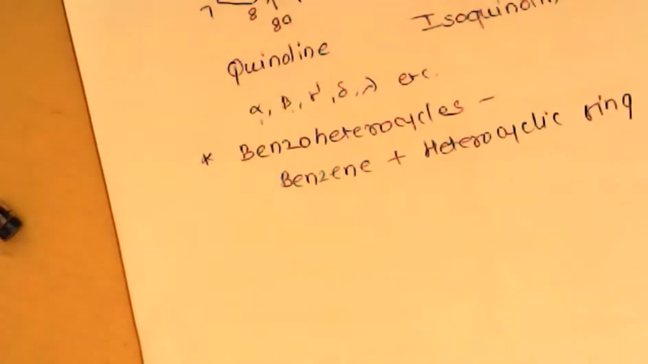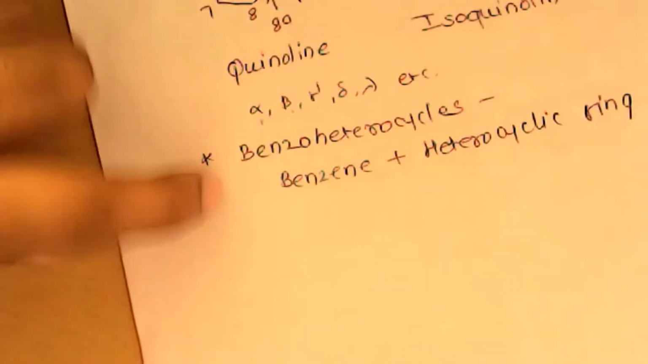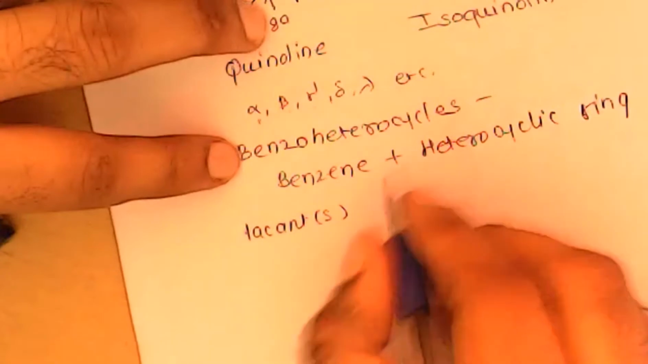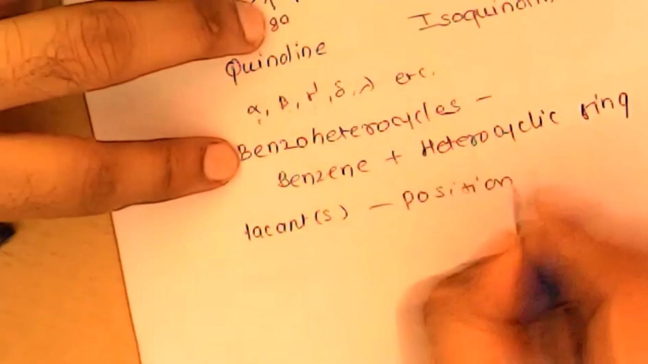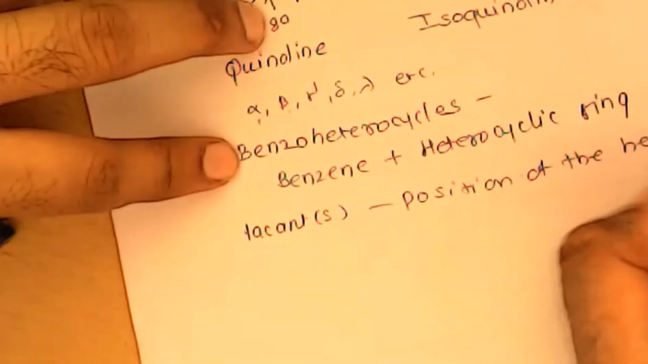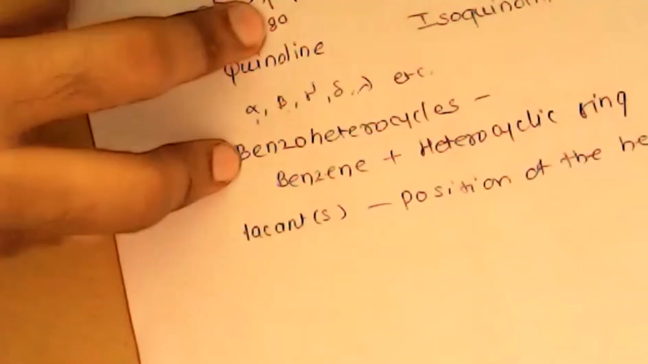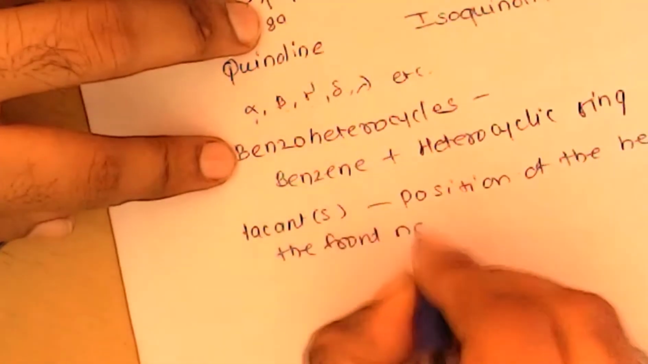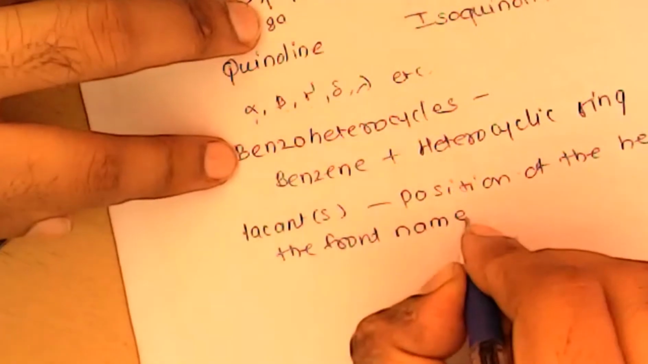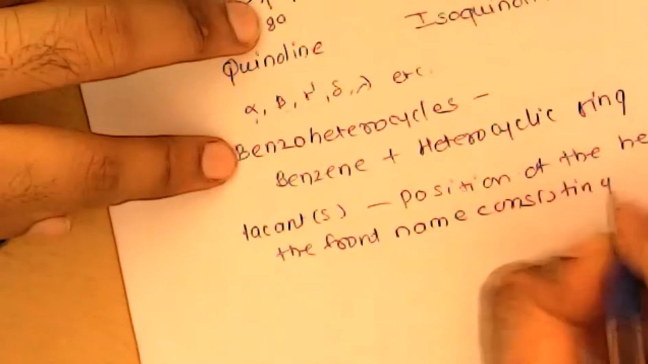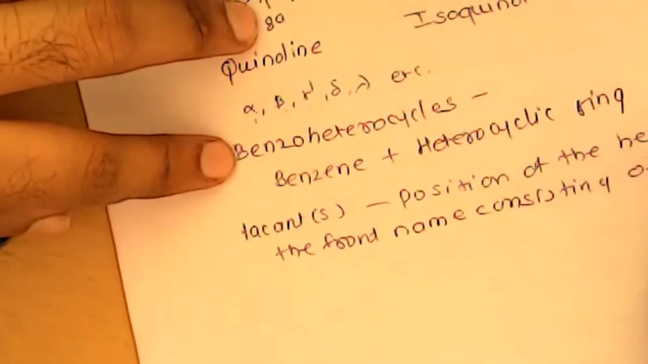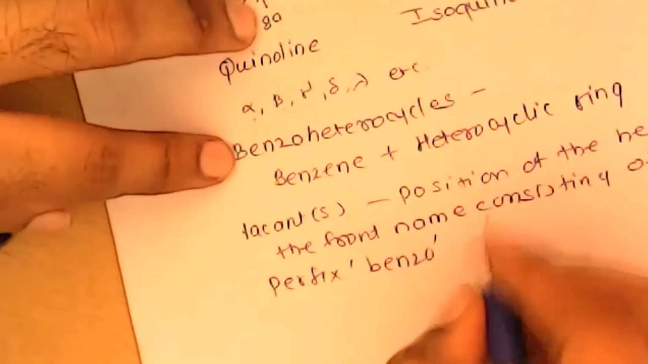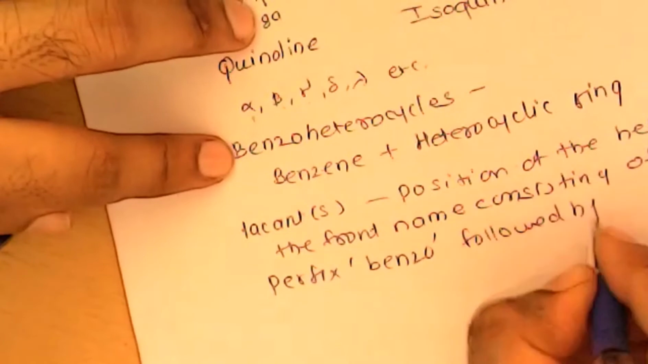Okay, so generally benzo heterocycles are named by placing the locants that indicate the position of the heteroatom, at the front of the name consisting of the fused prefix benzo followed by a written name.